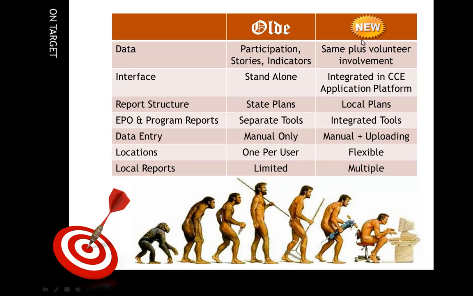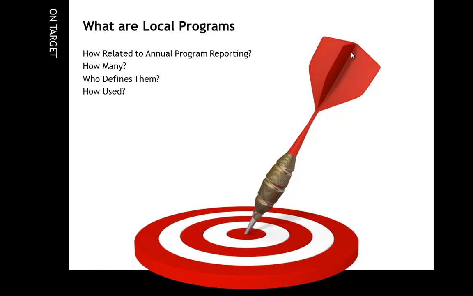The other new thing that has changed from the old system is that the federal government is now requiring us to collect volunteer involvement information, and so you'll see that information is on there as well, which certainly could be useful to you as you're collecting data to tell your story.